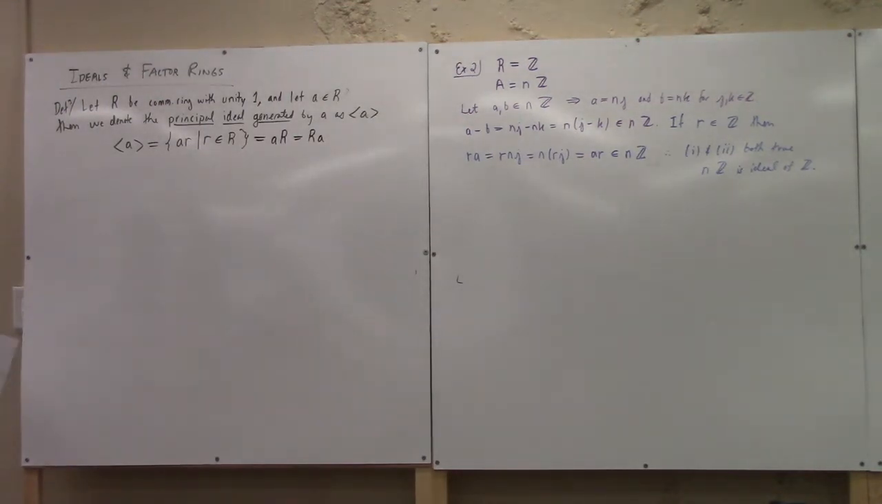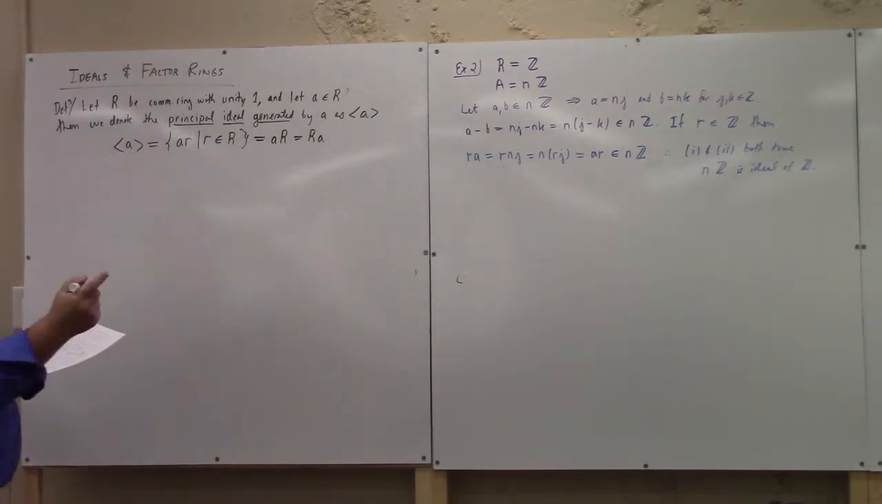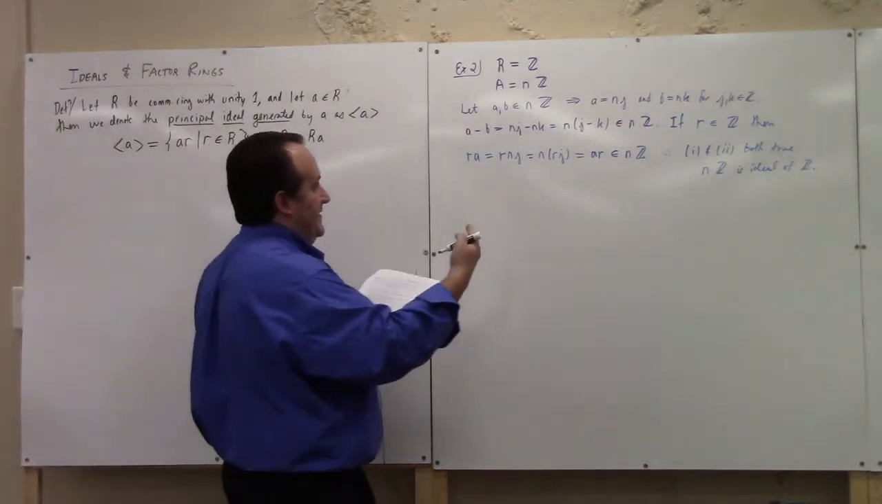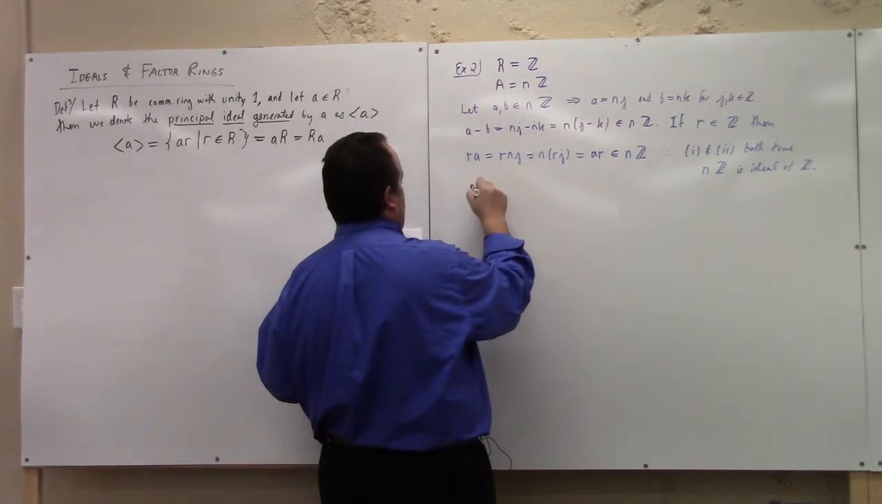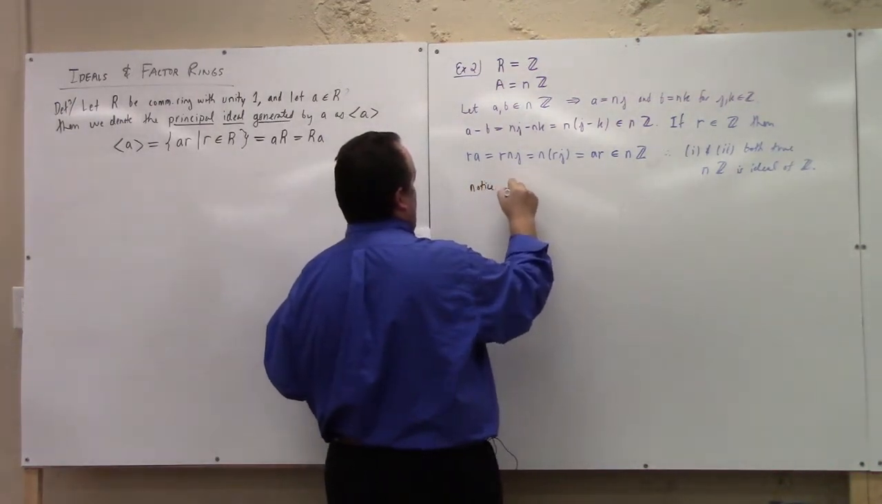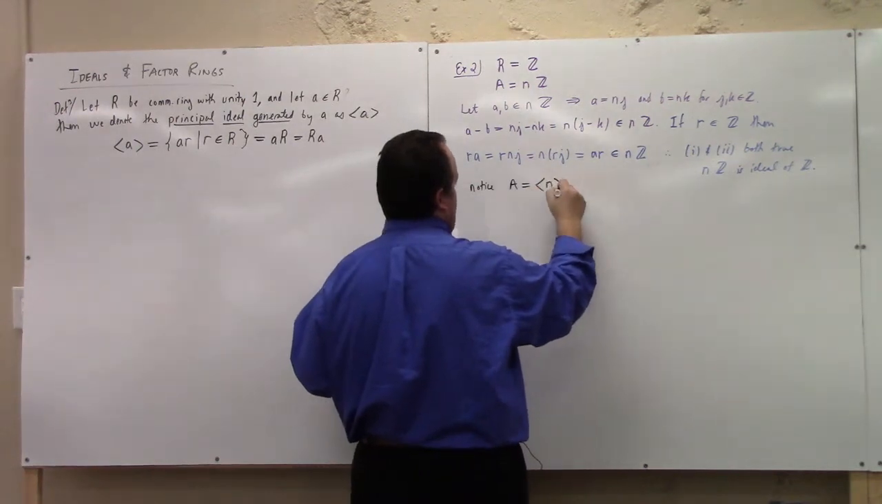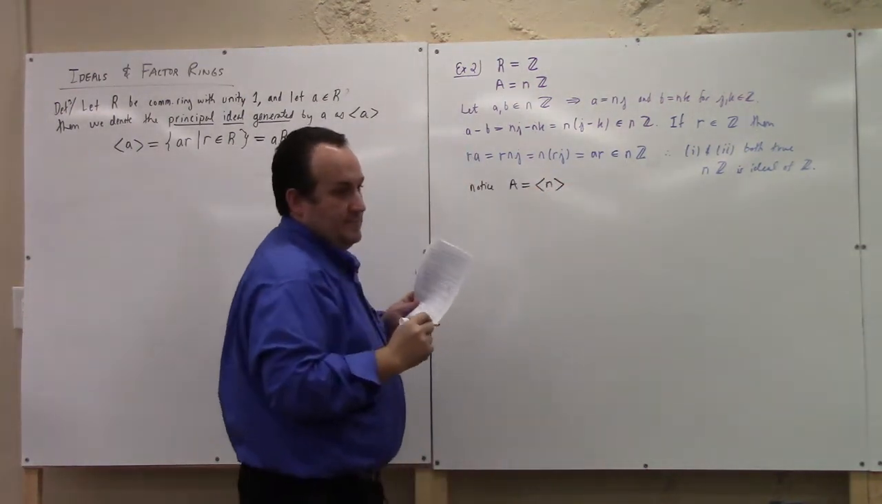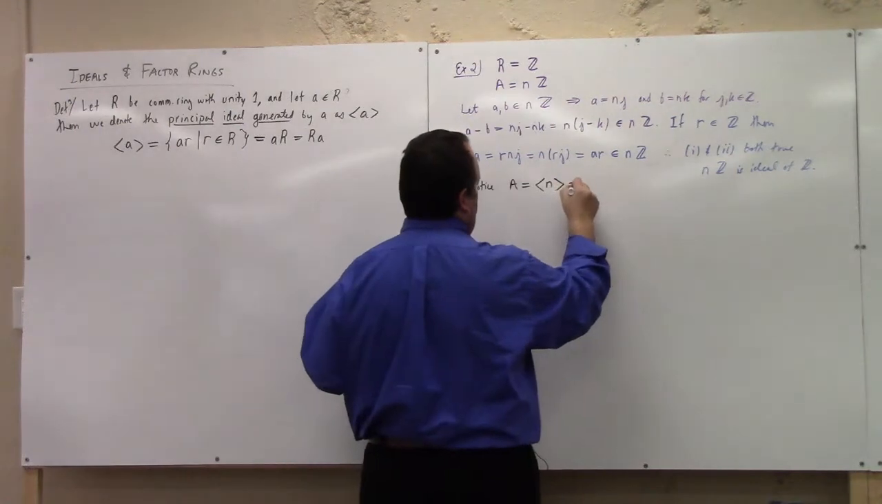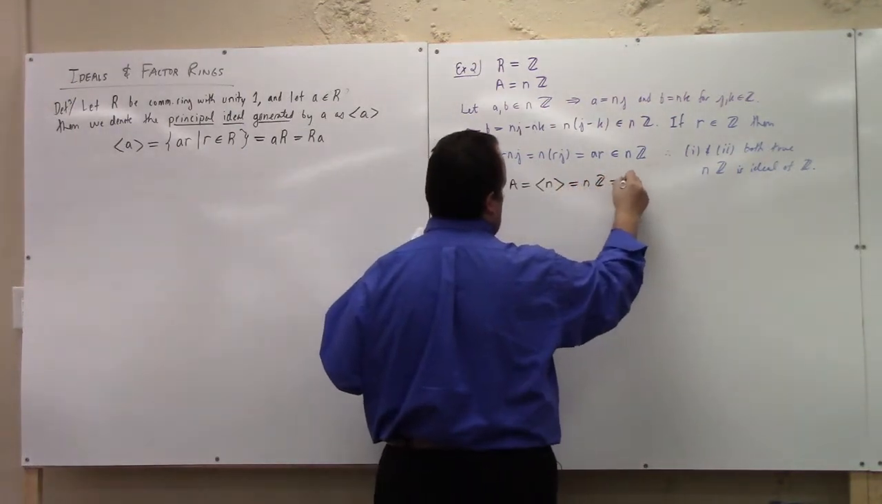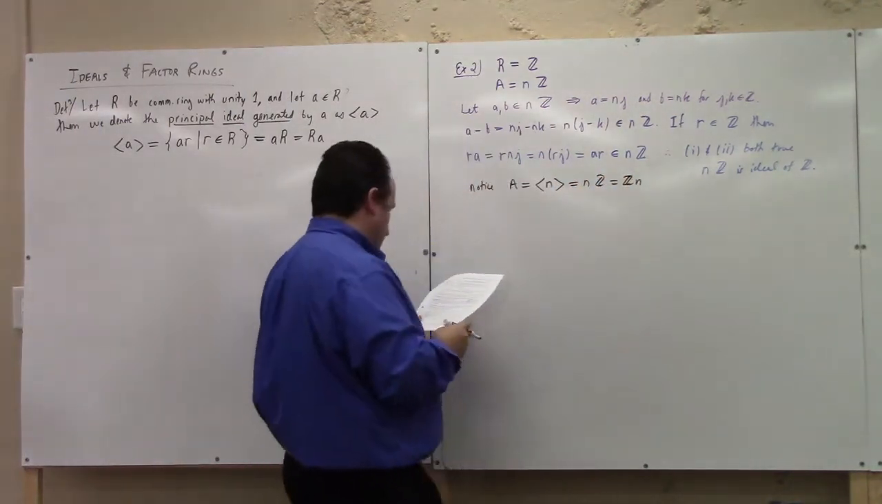As a tacked-on comment to our last example, notice A here is the principal ideal generated by n. That is literally nZ, which of course is also equal to Zn.